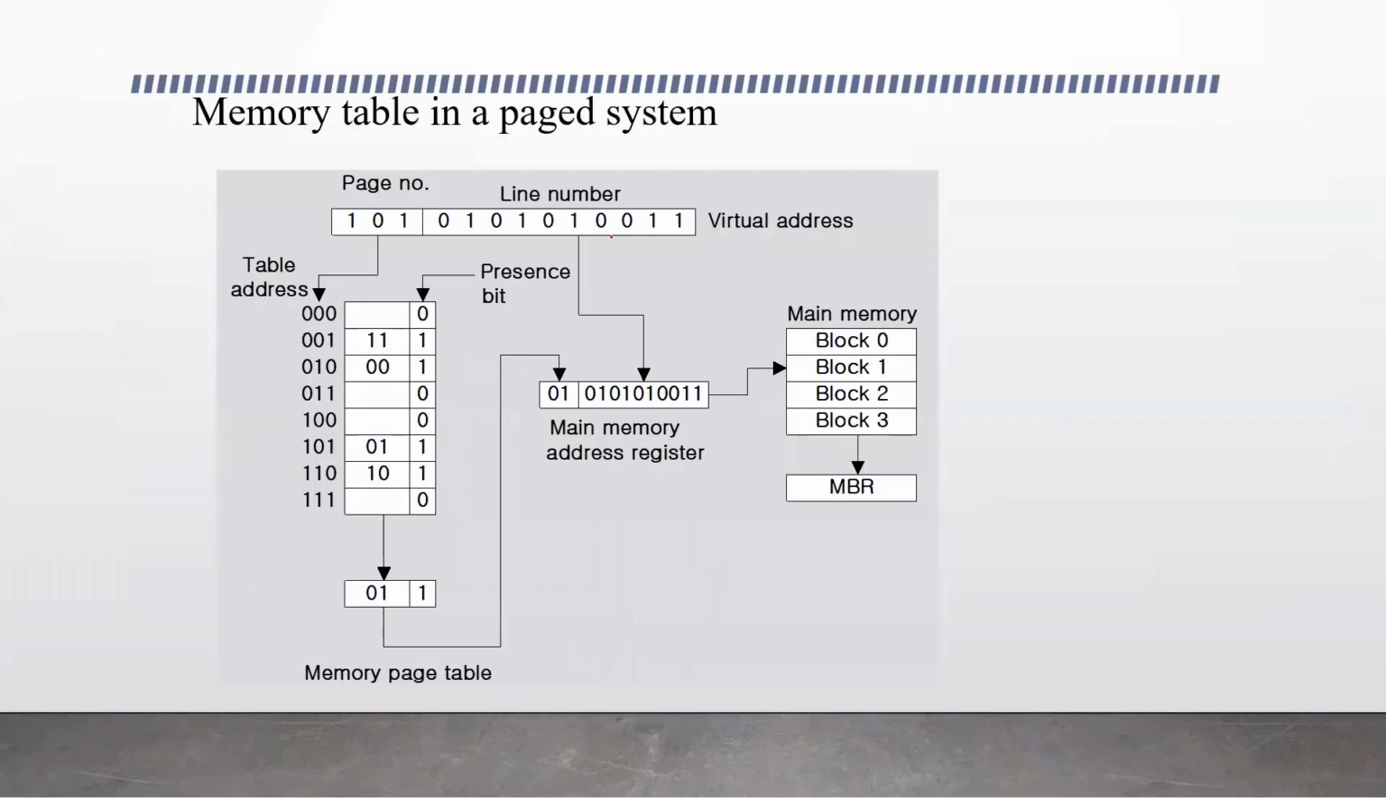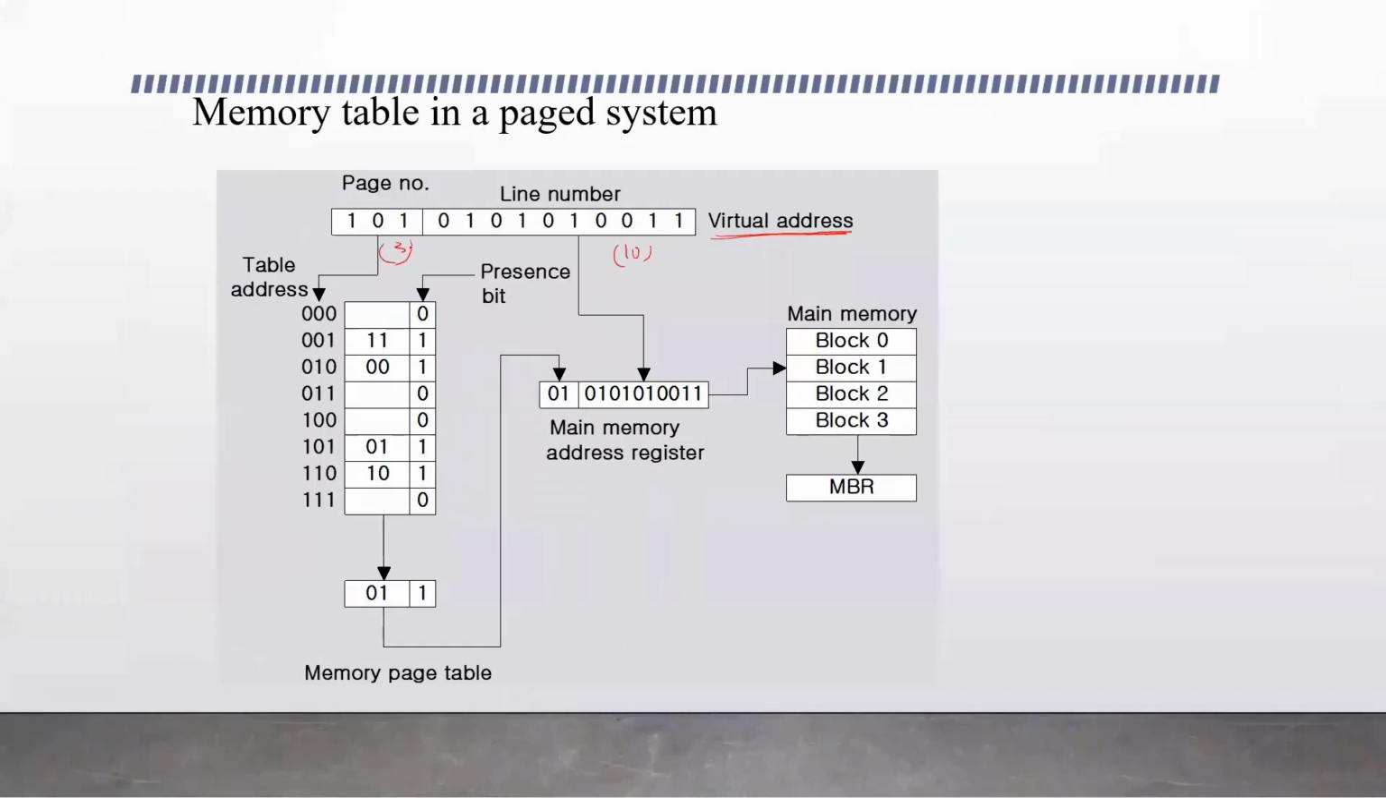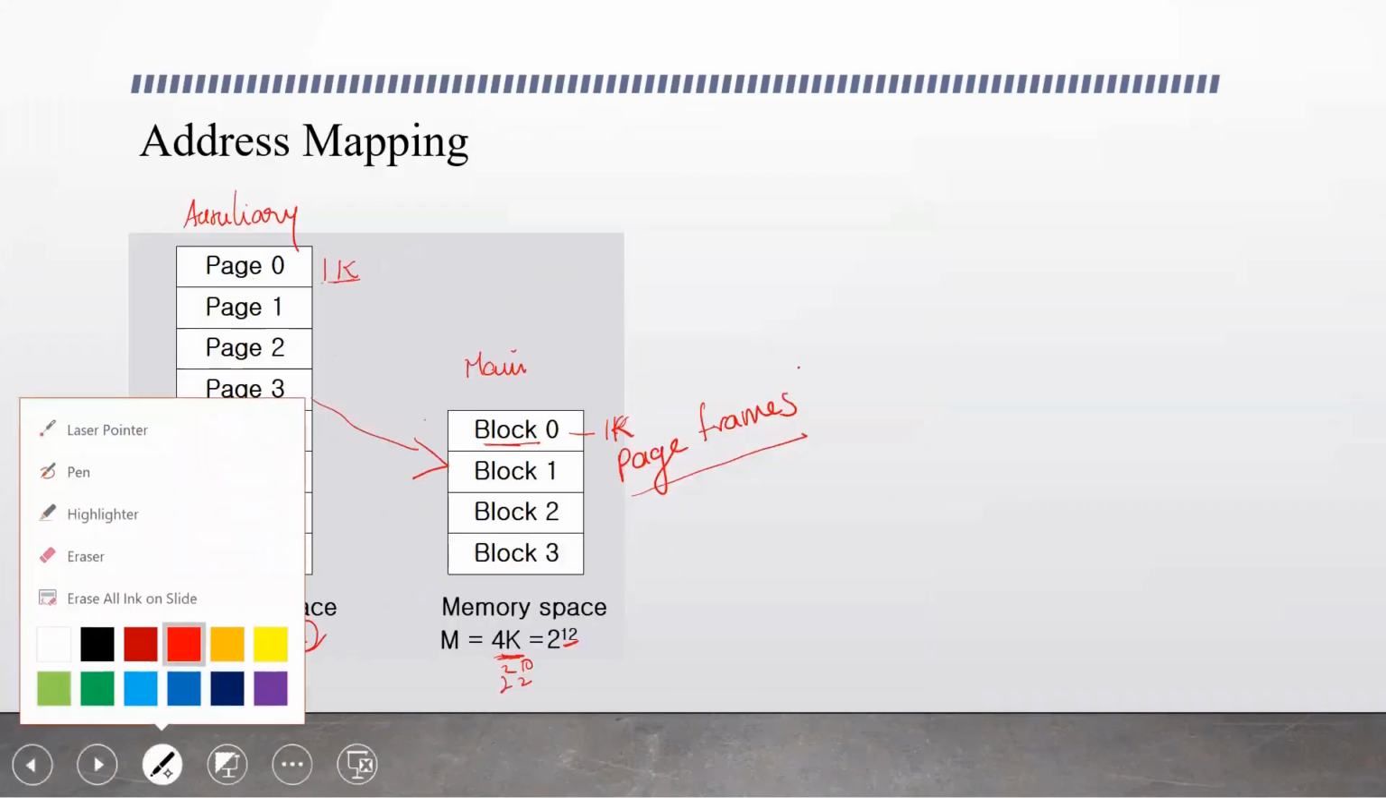So for address mapping, we have the virtual address placed by the CPU. How many bits does this have? Here 3 bits, and here 10 bits, so totally 13 bits. This address space needs 13 bits to refer to these pages, and it is divided into 2 parts. First 3 bits are used to identify the page number, and the later 10 bits are used as the line number.